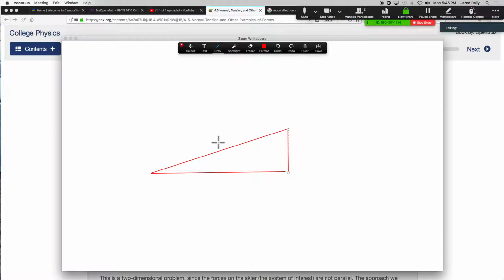Okay, now we'll do a better job. This person's weight is still going to be straight down, still going to look straight down like this. That will be their weight vector. But we need a perpendicular and a parallel vector.